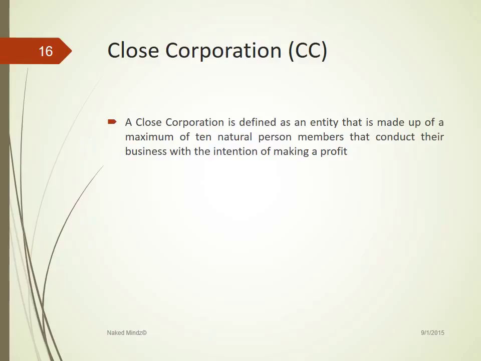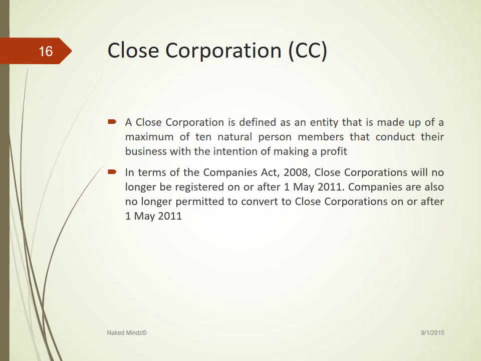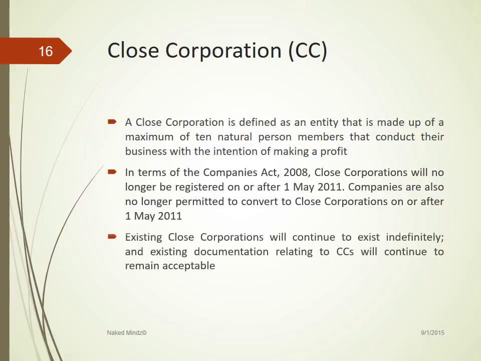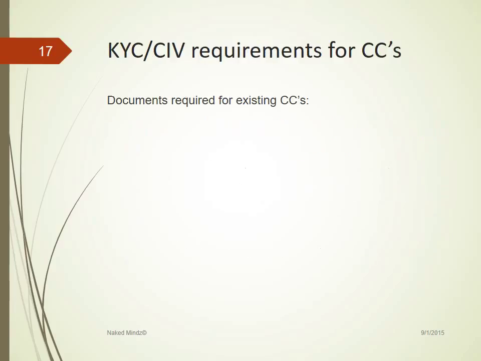A closed corporation is defined as an entity that is made up of a maximum of 10 natural person members that conduct their business with the intention of making a profit. In terms of the Companies Act of 2008, closed corporations will no longer be registered on or after the 1st of May 2011. Companies are also no longer permitted to convert to closed corporations on or after the 1st of May 2011. Existing closed corporations will continue to exist indefinitely, and existing documentation relating to CCs will continue to remain acceptable. So what are the KYC, CIV requirements for CCs?